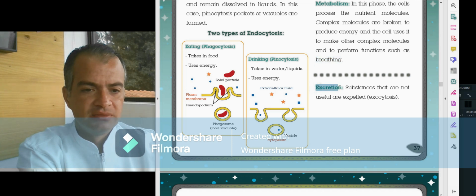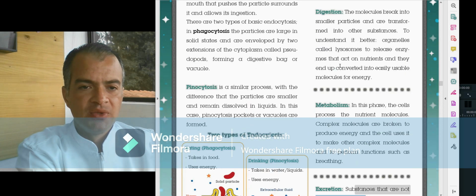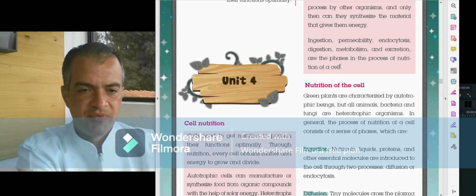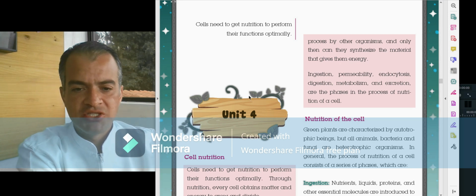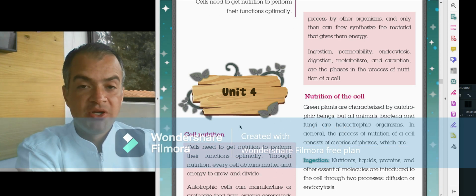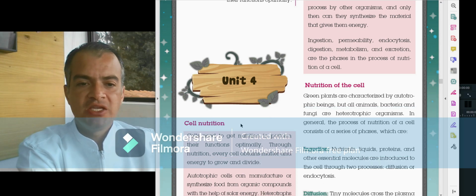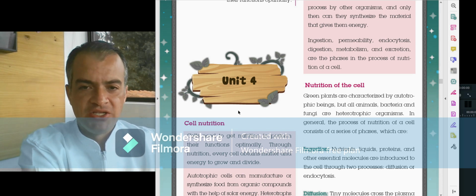Excretion. Substances that are not useful are expelled, called exocytosis. Bueno, we finished there the reading in English. Okay. Now I'm going to do the translation in Spanish. Remember, yesterday you did the vocabulary. So today you already have the reading in English, and now we're going to do the reading in Spanish.